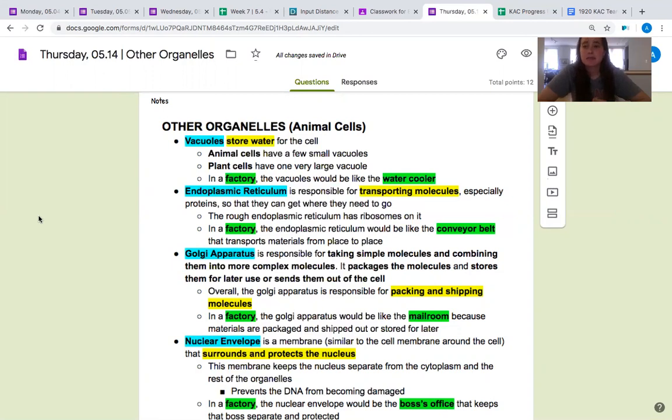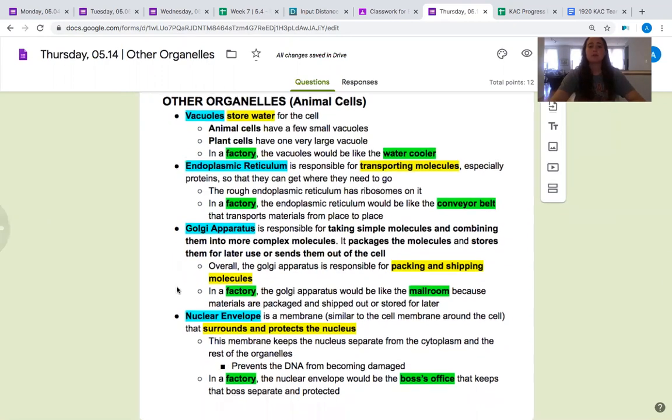Endoplasmic reticulum, try saying that, endoplasmic reticulum, is responsible for transporting molecules, especially proteins, so that they can get where they need to go. The rough endoplasmic reticulum has ribosomes on it. So there's a smooth endoplasmic reticulum and a rough endoplasmic reticulum. In a factory, the endoplasmic reticulum would be like the conveyor belt that transports materials from place to place. So if you picture like an assembly line with like a conveyor belt, you've got the products going down them to each person. I think that would be sort of like the endoplasmic reticulum because it's transporting things.